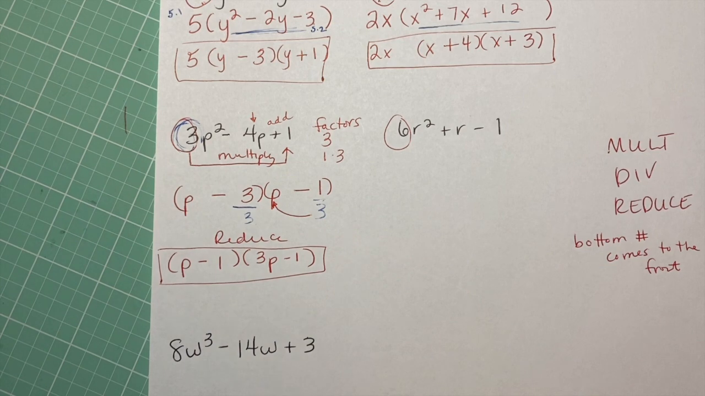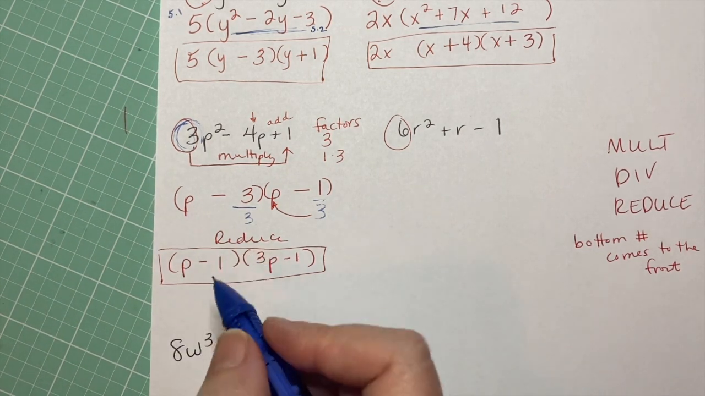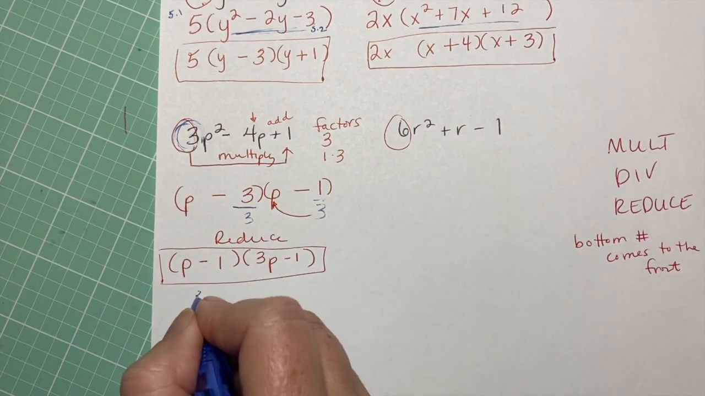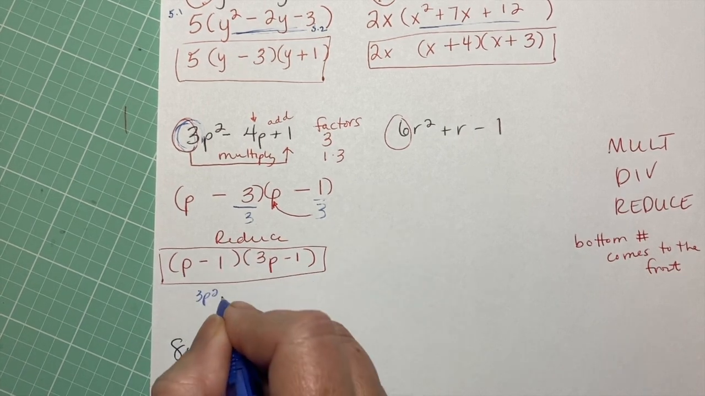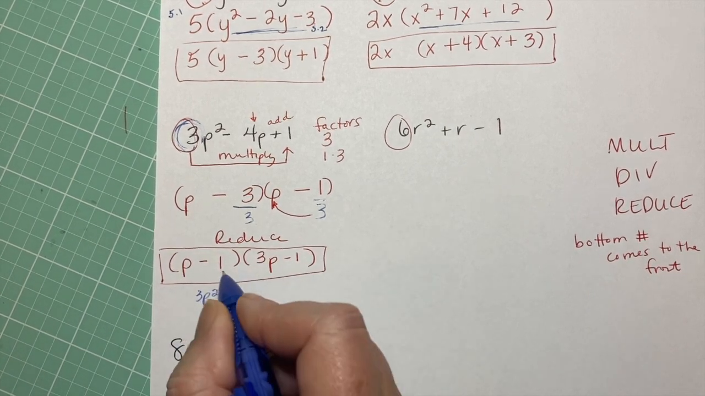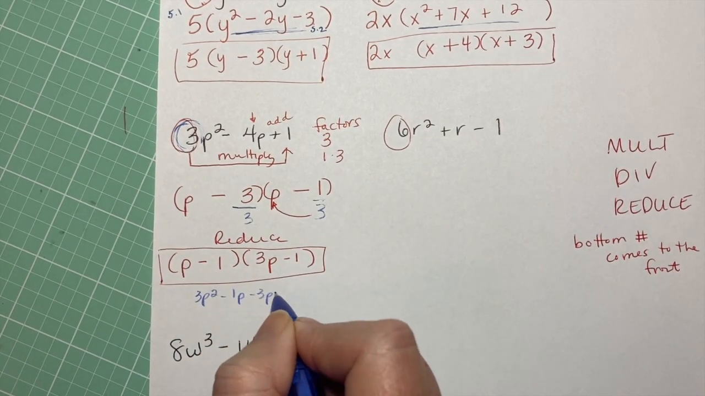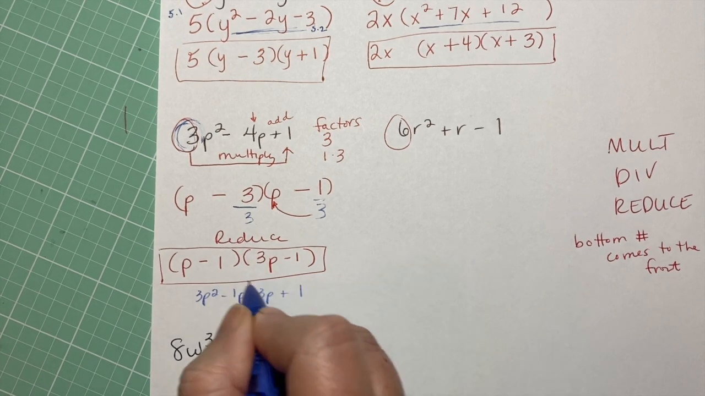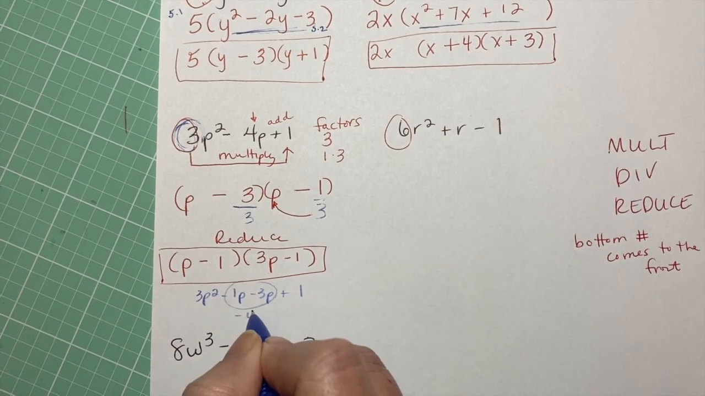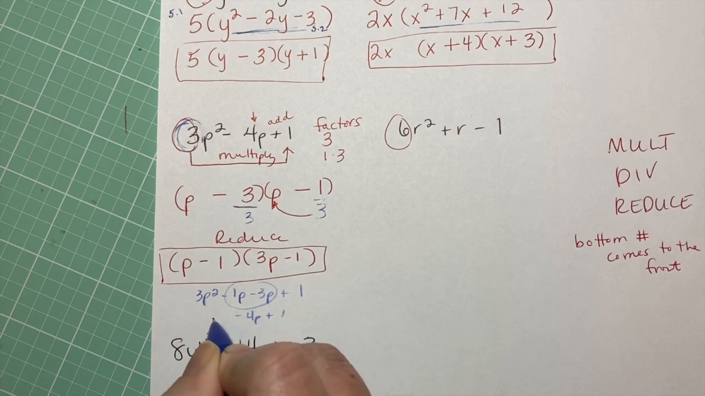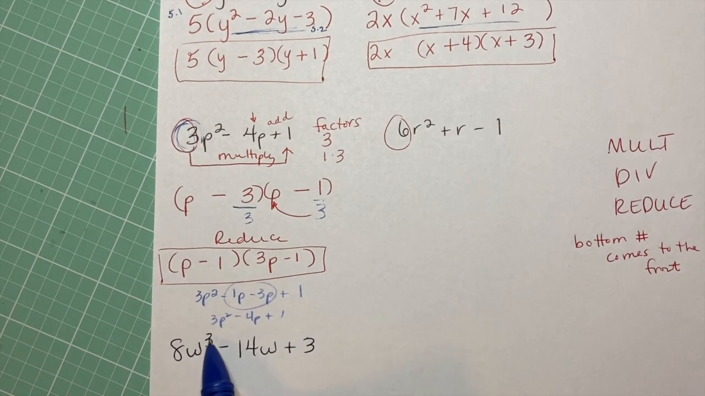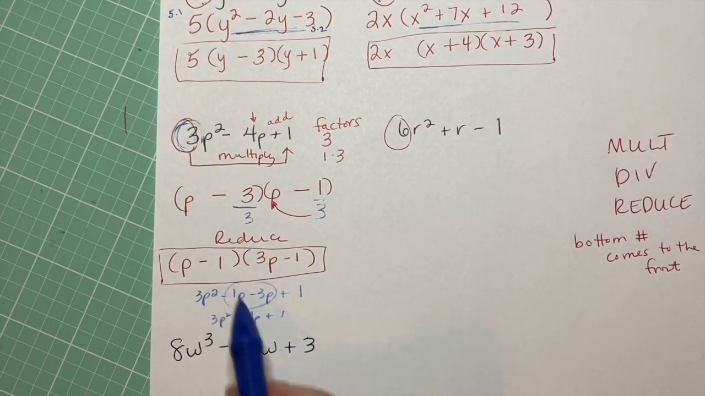Let's do this one. So to multiply it back out, you would FOIL. P times P is 3p squared. P times -1 is a -1p. Inside is a -3p. Last is a +1. Those two do add to give you that 3p squared minus 4p plus 1. So you'll know you did it correctly.